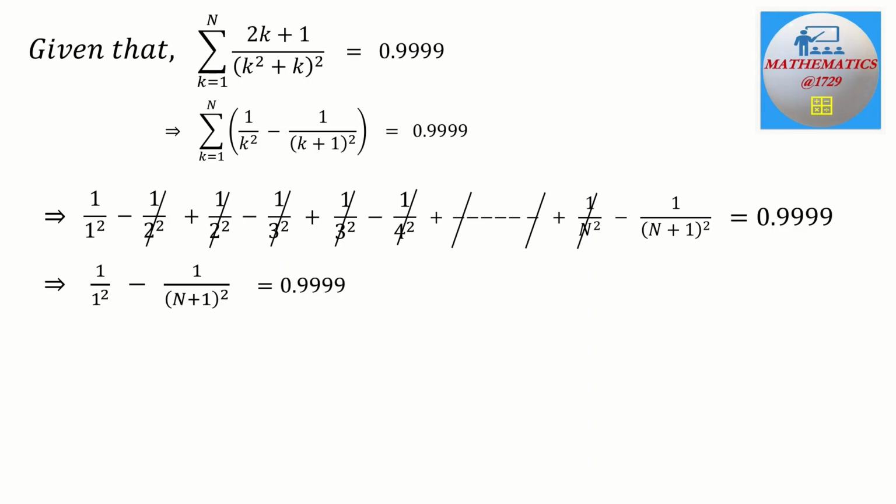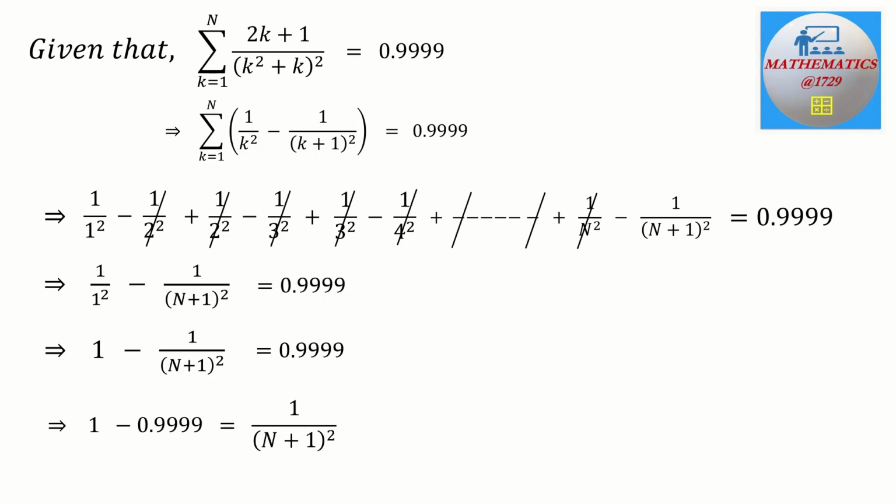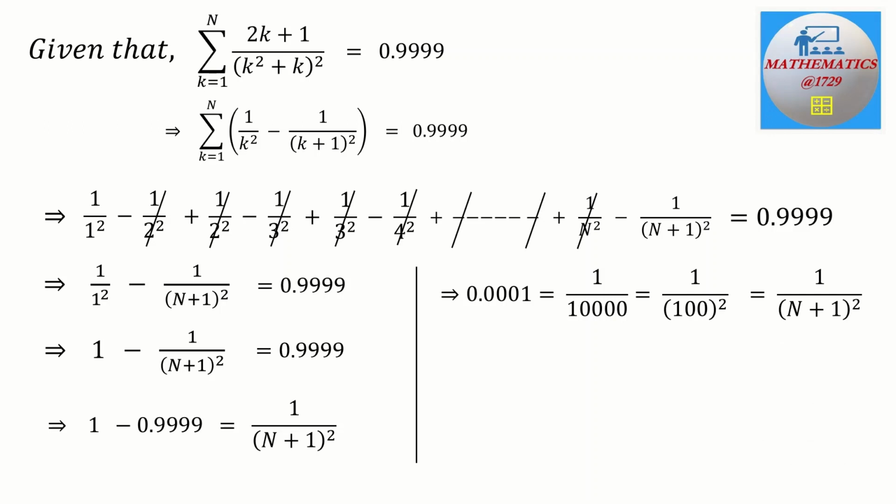0.9999. As you observe, the first term 1/1² is 1, so 1 − 1/(n+1)² equals 0.9999. When you interchange the terms and simplify further, we get 1 − 0.9999 equals 1/(n+1)². Here 1 − 0.9999 equals 0.0001, and that equals 1/10,000, which equals 1/100². So basically this value is 1/(n+1)².